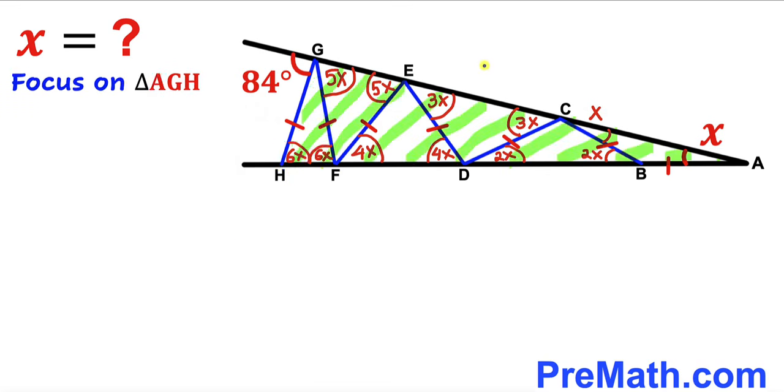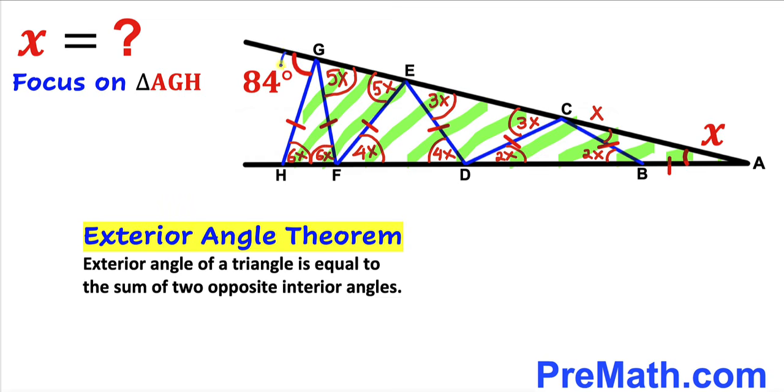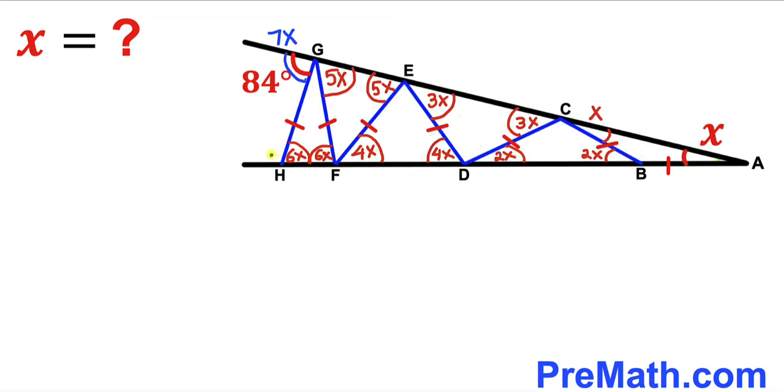And finally, let's focus on this big shaded triangle AGH. Now let's recall the exterior angle theorem once again. According to this theorem, this angle is going to be our exterior angle, whereas this angle and this angle are going to be our opposite interior angles. So this exterior angle is going to be equal to the sum of these two opposite interior angles. 6x plus x is going to make it 7x over here.